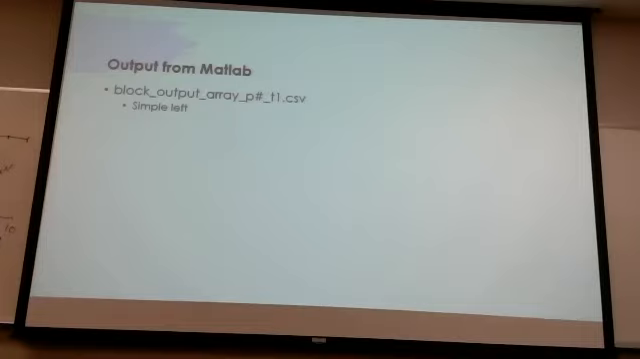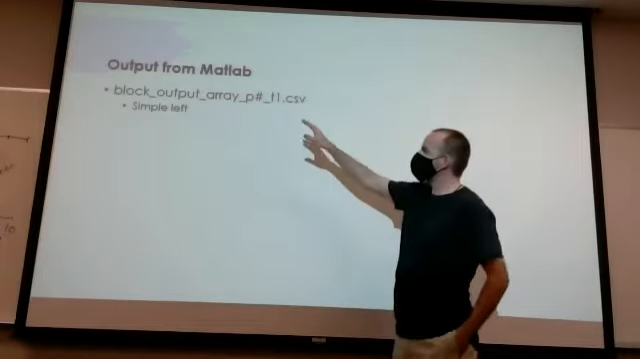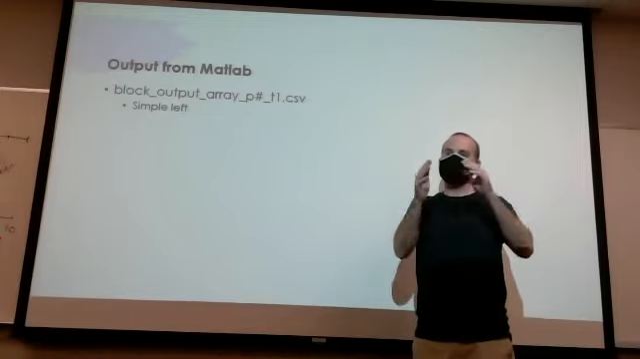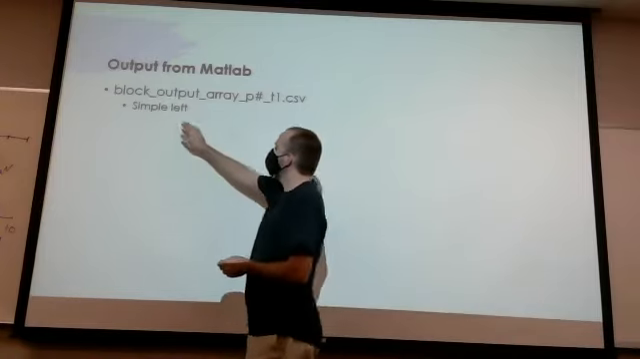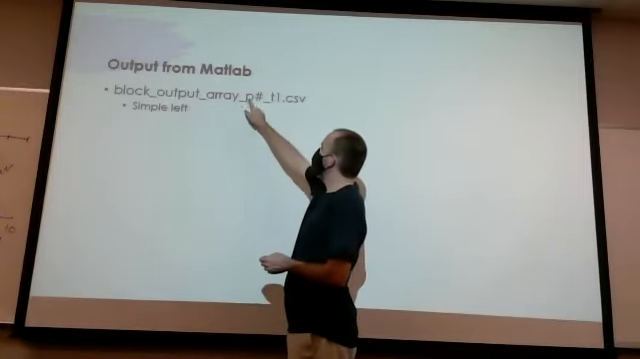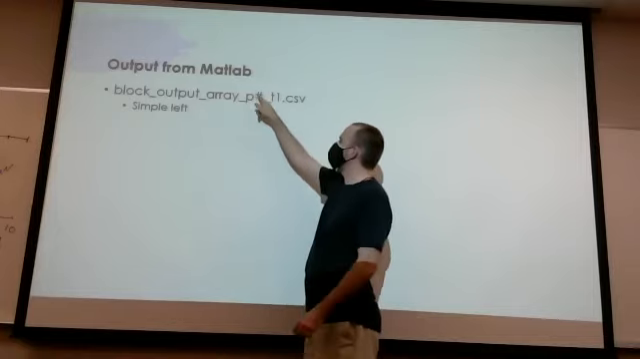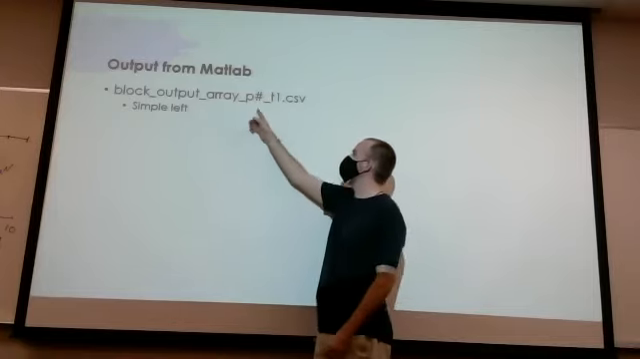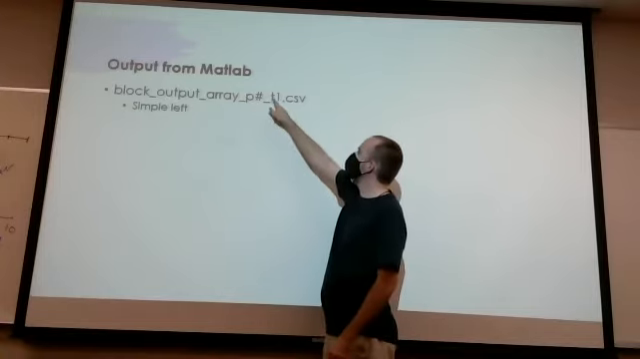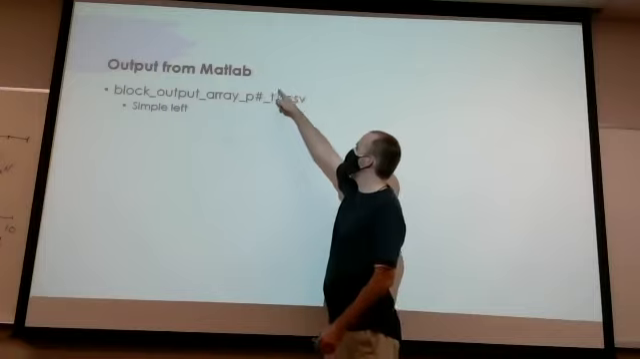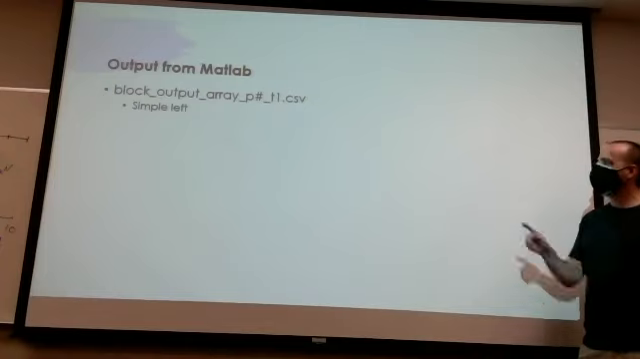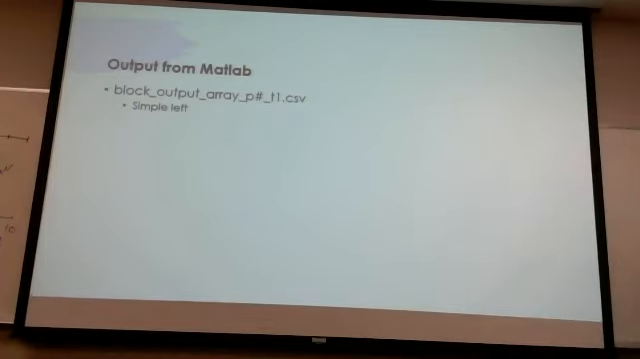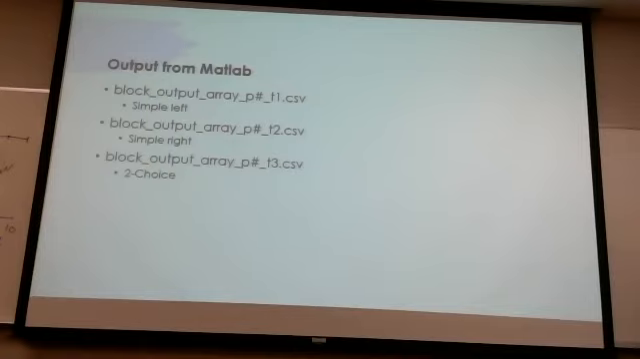So the output from MATLAB at the end of the block will be a file. In the code folder is the code that we run. Aside the code folder is a data folder where the data will be output. They'll all be labeled block, output array, the letter P, and then which participant number you are. So if it's 1, this will be a 1. If it's 13, it'll be 13. And then underscore T for type. And this number 1 to 5 refers to the type of block. Yes, 1 is simple left, 2 is simple right, 3 is 2 choice, 4 is 4 choice, and 5 is 8 choice.